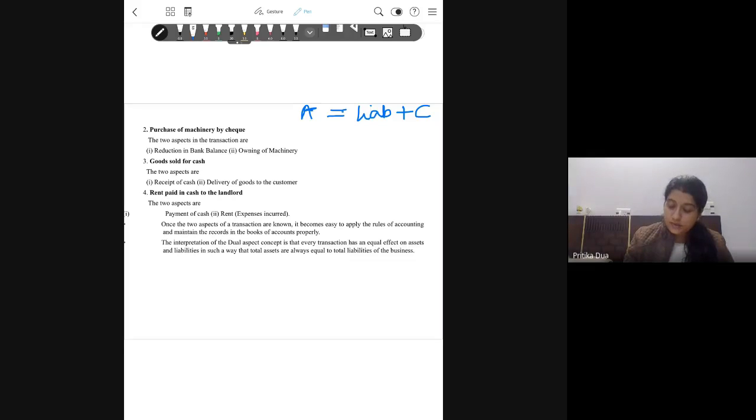So again, there is a plus and there is a minus. Minus is in the form of reduction of bank balance and plus is in the form of addition of a new asset to the business. So this plus and minus is taking place on the left hand side of the equation. You are reducing your bank balance and you are adding your machine as an asset to the business. Again, both these plus and minus will be by the same amount and hence the equality of the equation will be maintained.